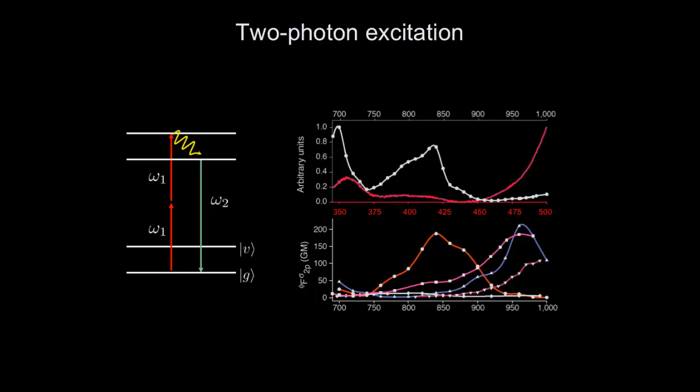So the emission is typically identical to the 1 photon emission. The excitation can be different. Here's a graph of different kinds of naturally occurring chromophores that also emit and can be 2 photon excited. And you see this range between 700 and 1 micron is a very good range to excite a lot of these naturally occurring chromophores in tissue.